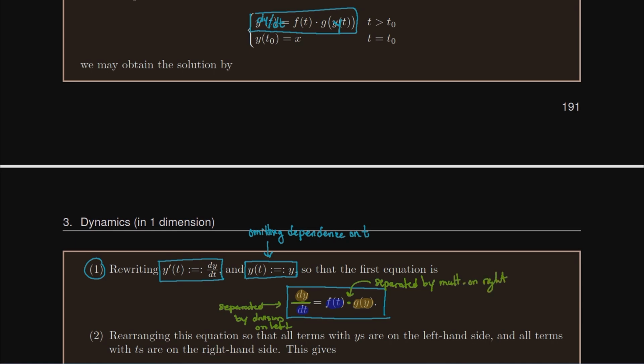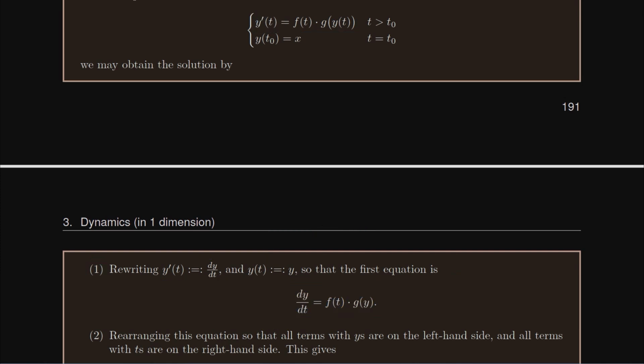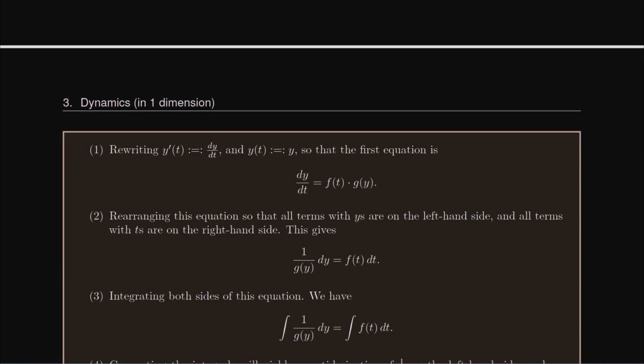Okay, so that's really what we mean when we say separable ODEs, is that we have the ability to separate the variables of the ODE. And once we do that, in step 2, we ask ourselves to rearrange the equation so that all terms with y's are on the left-hand side and all terms with t's are on the right-hand side. Okay, this is really re-emphasizing that separation of variables.